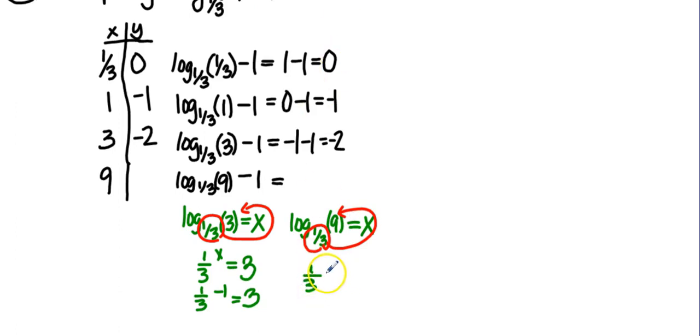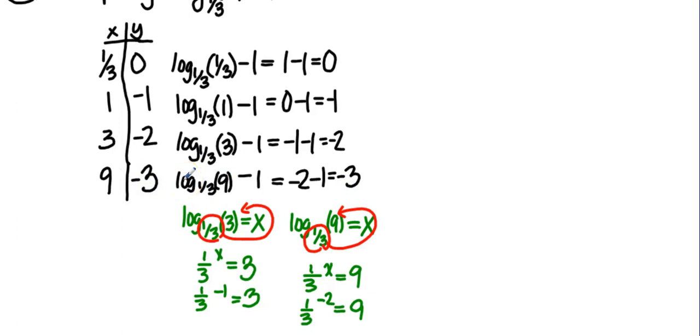That's 1/3 to some power equals 9. Well, 1/3 to the -1 got me 3. So 1/3 to the -2 gets me 9. That means that -2 minus 1 equals -3.